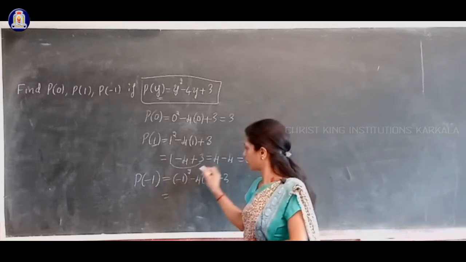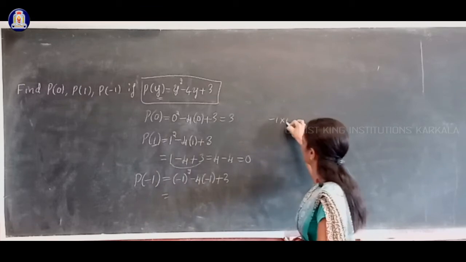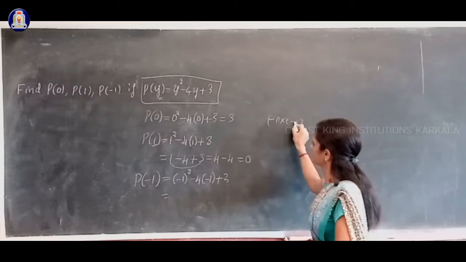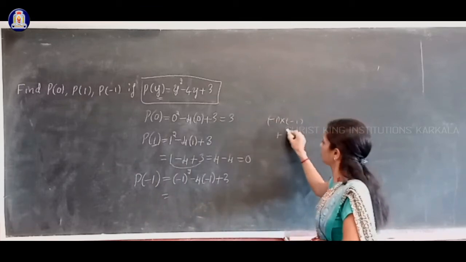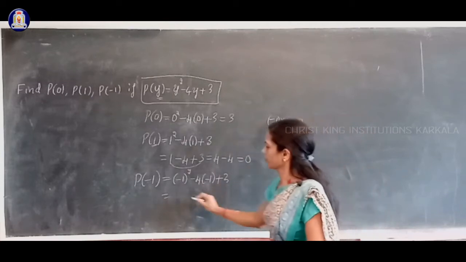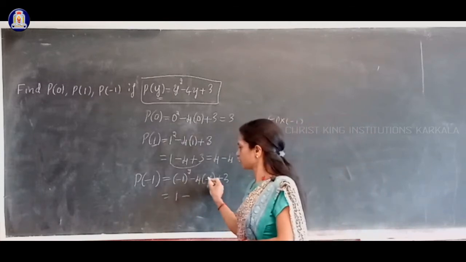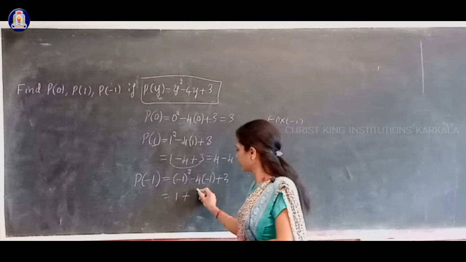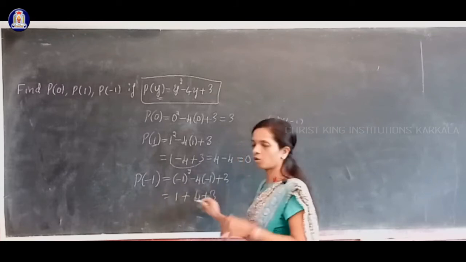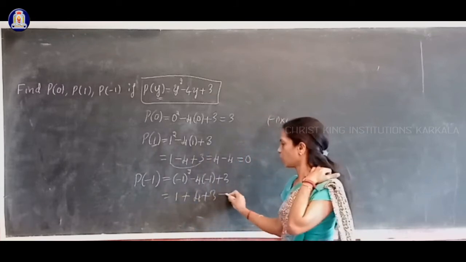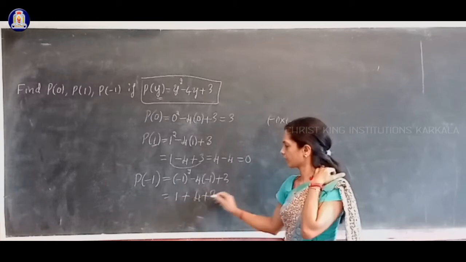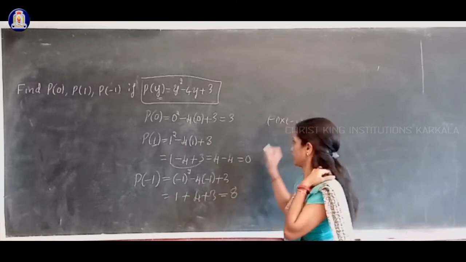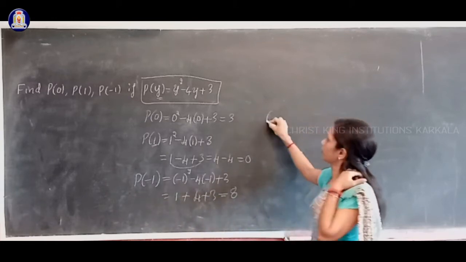Minus 1 square means minus 1 into minus 1, okay. Minus into minus will be plus, 1 into 1, that is 1. So plus 1, okay, that is equal to 1. Then minus into minus, that is plus 4 into 1, that is 4, then plus 3. Here all are plus numbers, so add up all these: 4 plus 3, 7; 7 plus 1, that is 8, okay.